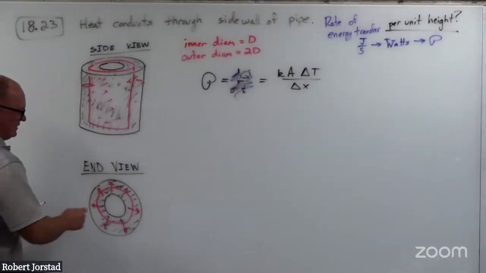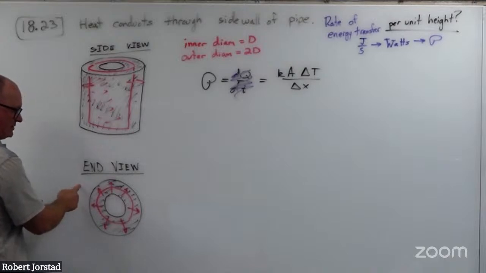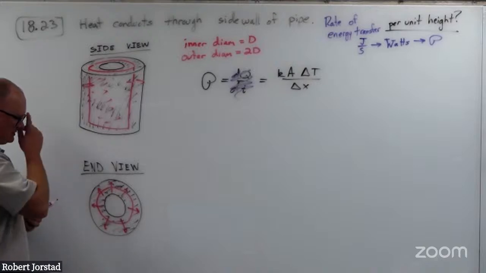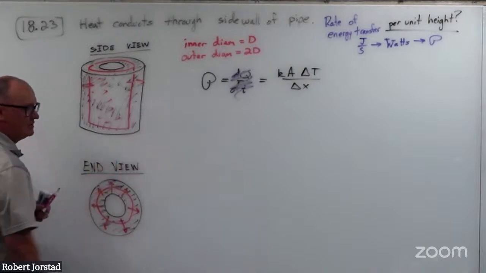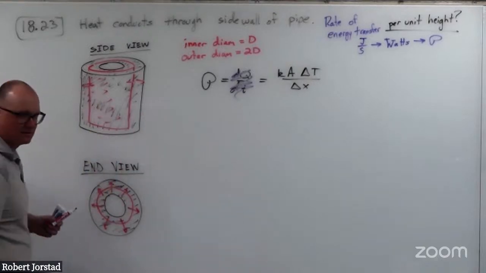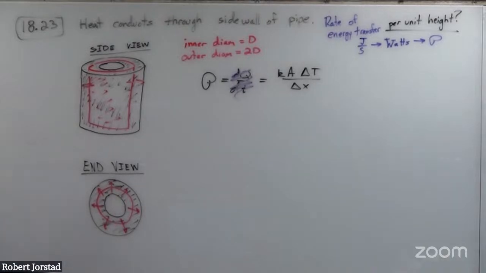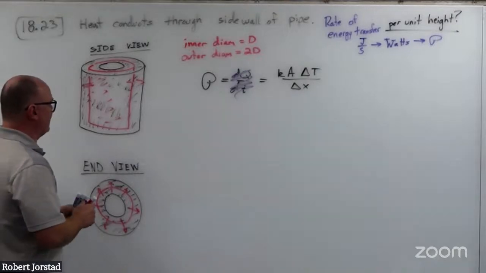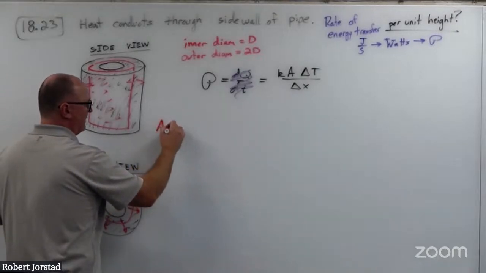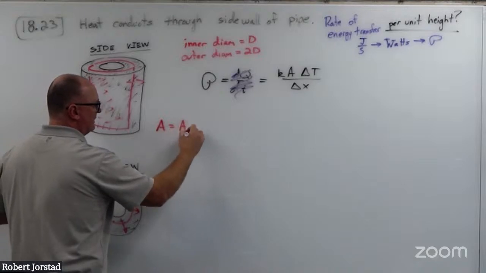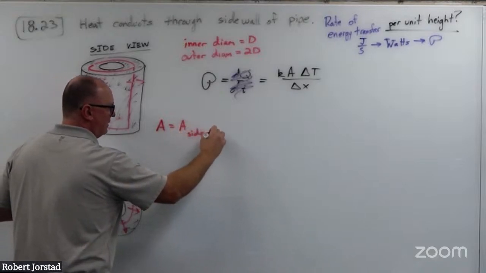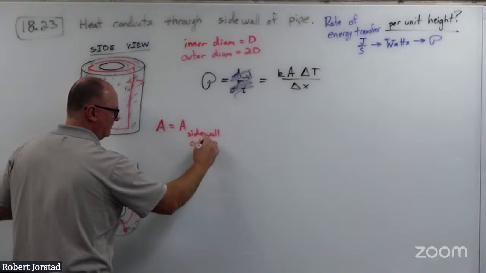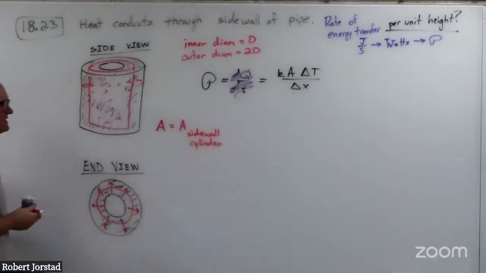So you can imagine there's hot water here and there's room temperature air here or something like that. That's causing the temperature gradient, right? And so how much energy are we losing into the room through this insulation or through this pipe? All right, so what is the cross-sectional area? The area is equal to the area of the side wall of the cylinder. Is that the same at every location?